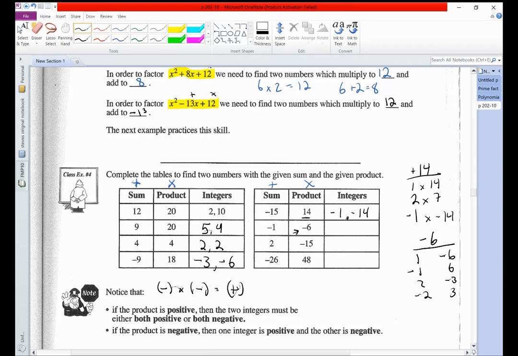Now you just have to go through there and figure out which one adds up to negative 1 when you add them together. You can see here 2 plus negative 3 is negative 1. So there's my two numbers right there, 2 and negative 3. That's supposed to be a comma. It looks like a J.